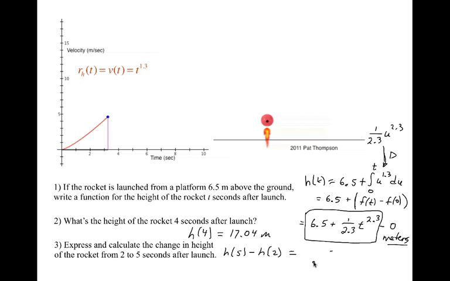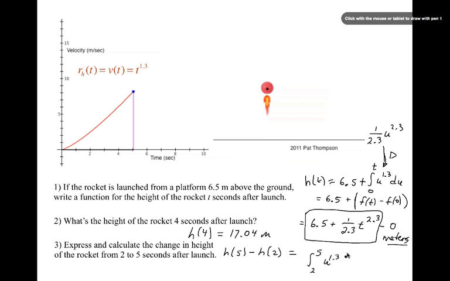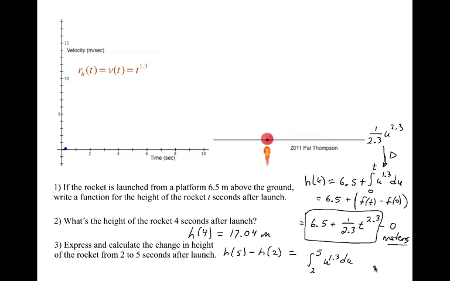Another way to express this. Yeah. The integral from 2 to 5 of r of x, or r of t. Yeah, so we'll do it easy again. What do you think? Does that get the change in the height of the rocket starting at 2, ending at 5?